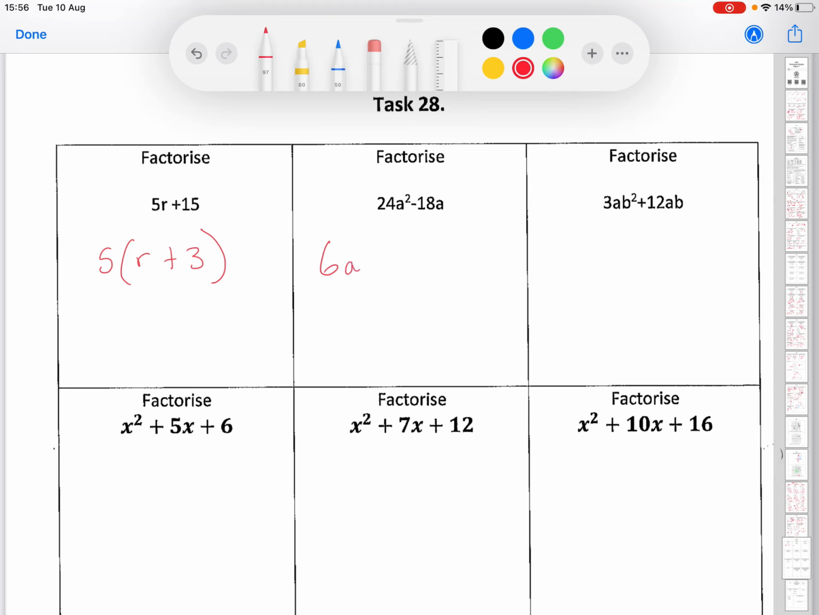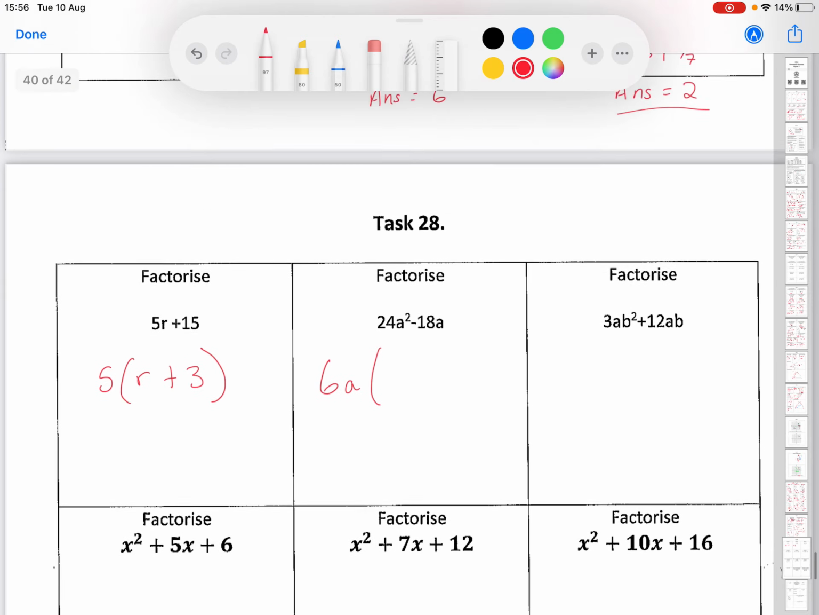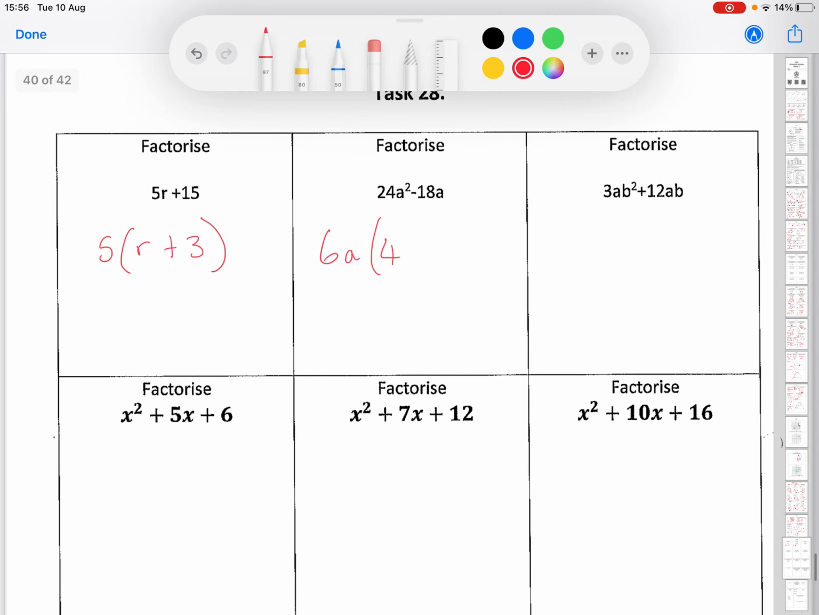Next one, what goes into 24 and 18? So that would be 6. We've also got an a in both of them, so we can have an a on the outside. So what do you times 6a by to get 24a squared? Well, we need a 4 for 6 times 4 to get 24. And we need another a to get our a squared. What do you times 6a by to get 18a? We would need our minus for our minus 18. And we need our 3. We don't need another letter because it's already an a attached to the 18.